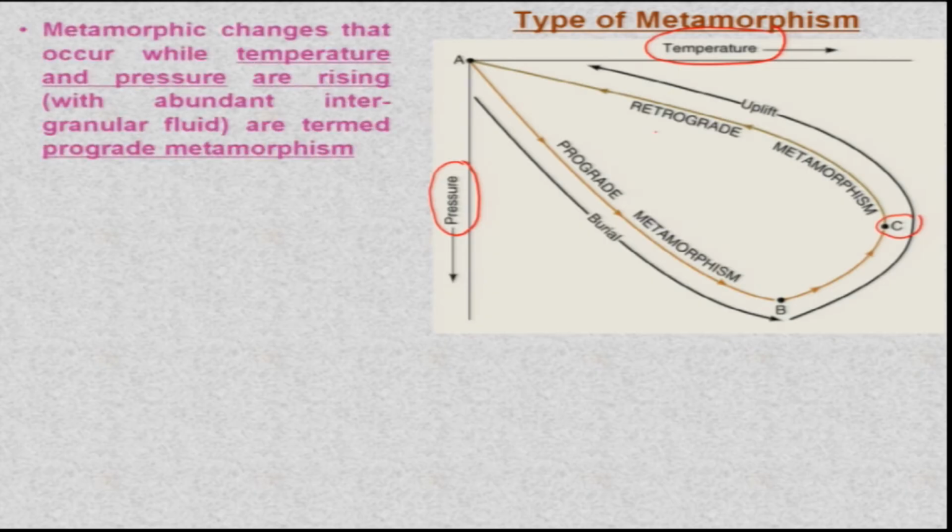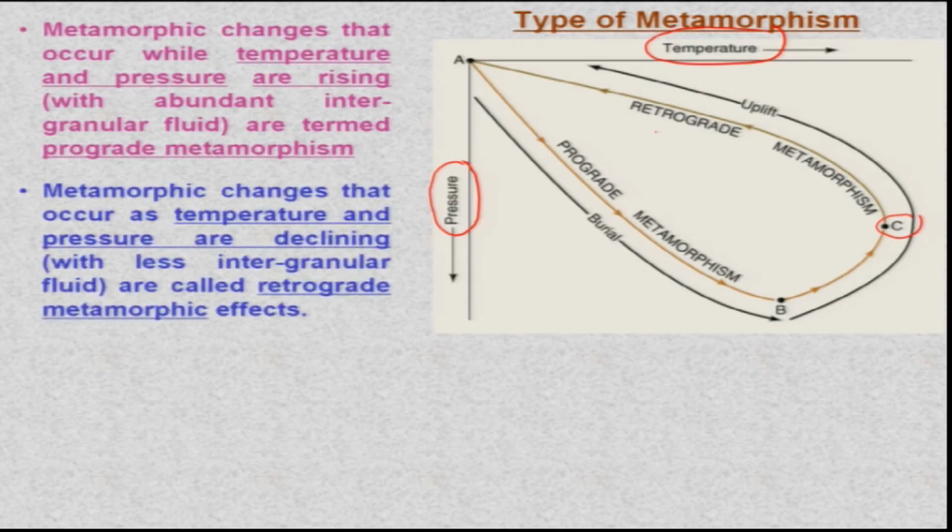So metamorphism, or the metamorphic changes that occur while temperature and pressure are rising with abundant intergranular fluid, are termed prograde metamorphism, and the metamorphic changes that occur as the temperature and pressure decline, this is retrograde metamorphism.